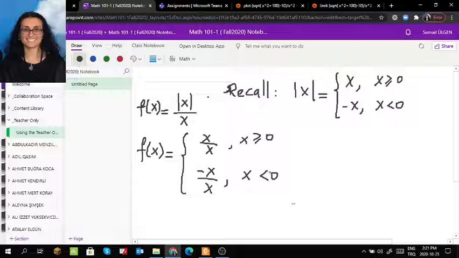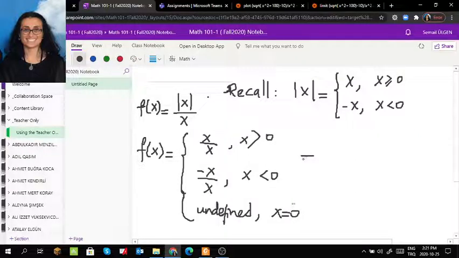Maybe I should erase 0 because it is not going to be meaningful. Okay? At 0 it is undefined, undefined at x equal to 0. Let me erase that so that you don't see it like that.